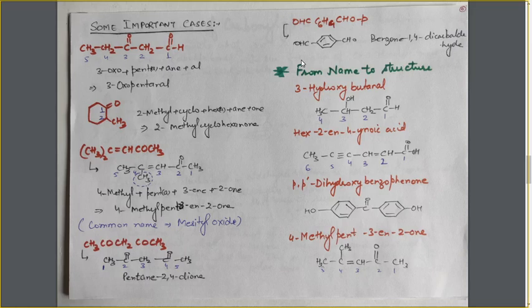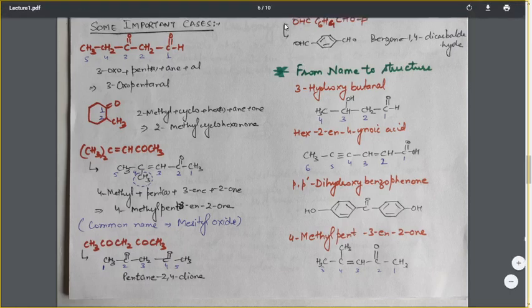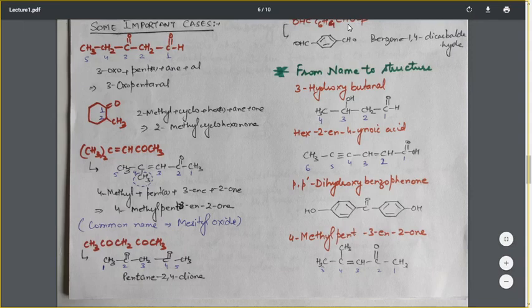And if it is C6H4, then it is a di-substituted benzene ring. So here C6H4 means there are 2 substituents present on the benzene ring, 2 groups, and these 2 groups are the CHO and CHO, both the CHO group, and what are their positions?